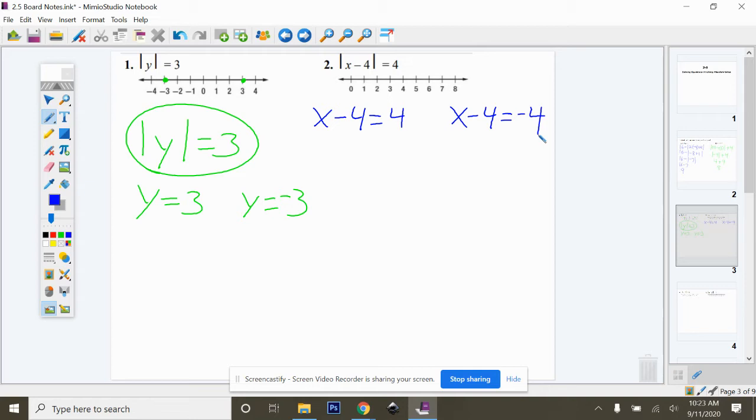Okay, I'm going to solve this first one. x minus 4 equals 4. So I would plus 4 to both sides. Make it 8. Put a dot on the graph. I'm done with that one. For the other one, I'm still going to plus 4. Negative 4 plus 4 makes 0. So that's my second answer.